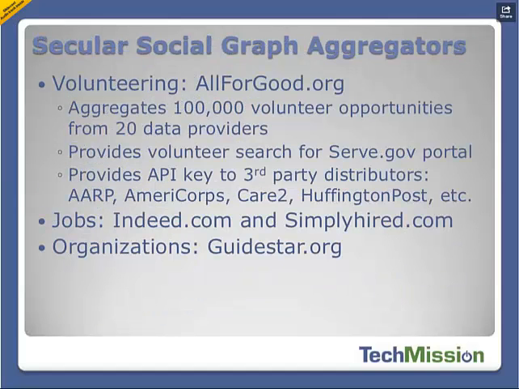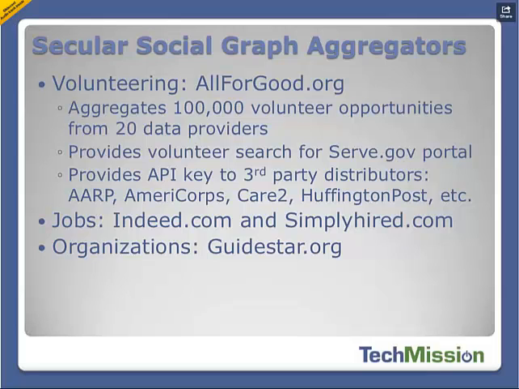And then there's also secular social service aggregators. All for Good is currently the largest aggregator within the United States. It's aggregating over 100,000 volunteer opportunities from 20 data providers. One of those is Tech Mission and Christian Volunteering, where we're currently providing over half the Christian volunteer opportunities for serve.gov, and they're providing the search that the U.S. federal government uses.